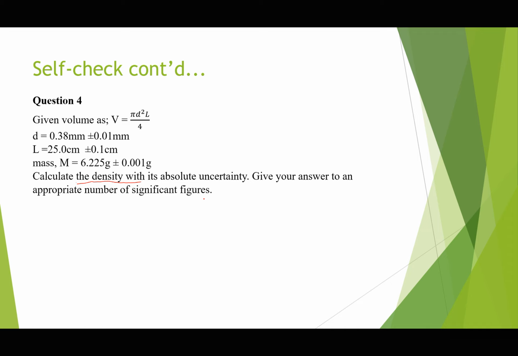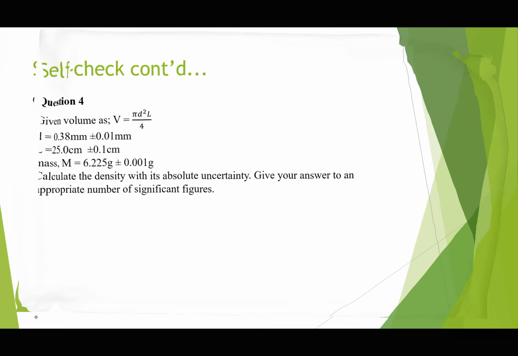Remember, for the absolute uncertainty, the appropriate number of significant figures is 1. Then after establishing the number of significant figures of the absolute uncertainty, now you should look at the number of decimal places to which the final value should be written. I hope that is also very clear.